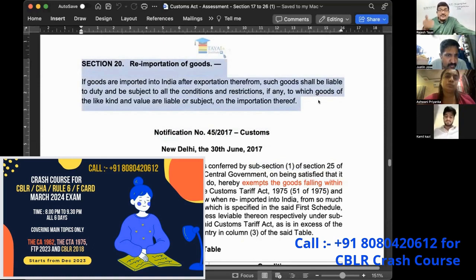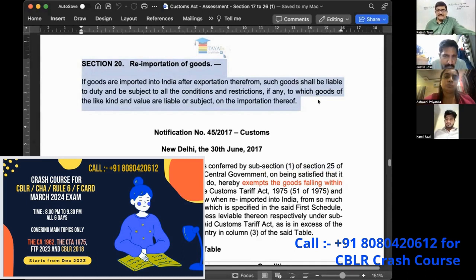So you have exported goods from India, right? Now imagine for a moment that you had paid some kind of duty at the time of export of the goods, and the goods are returned. Then according to section 26, if the goods are returned unsold within a period of 1 year from the date of exportation thereof, the full export duty is refundable. That is about the export duty. What about the import duty?